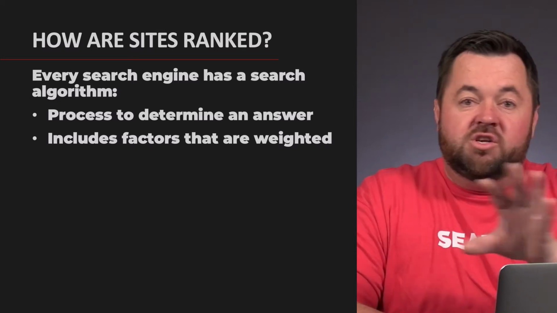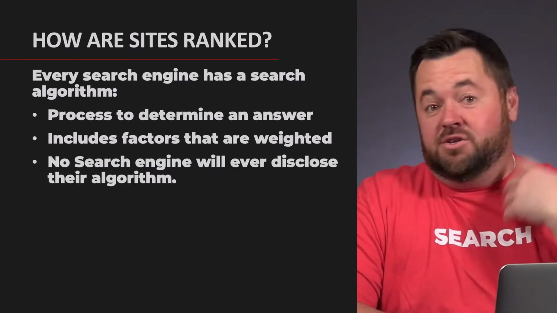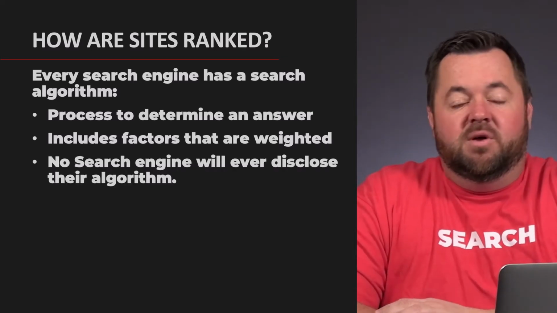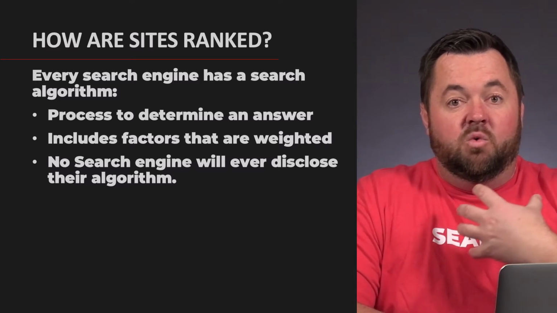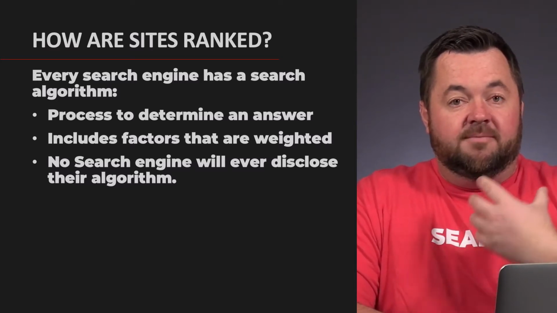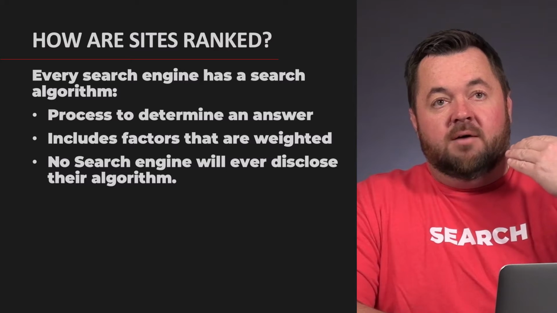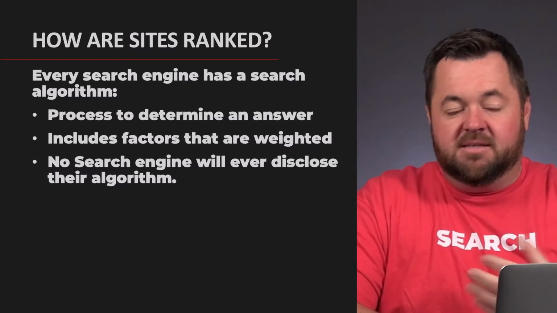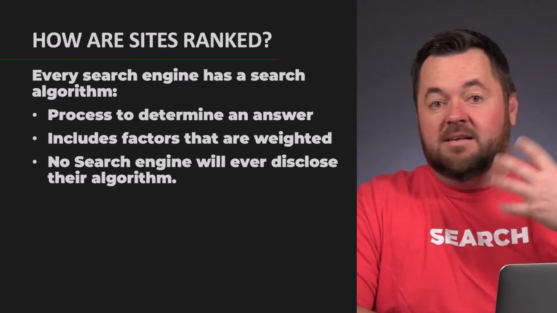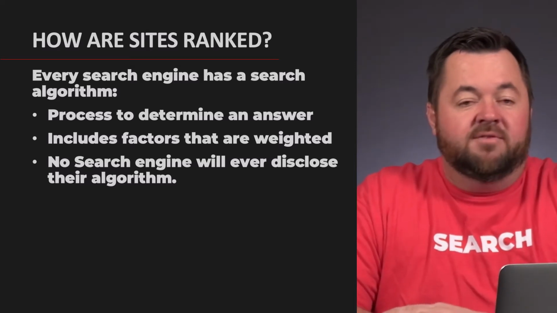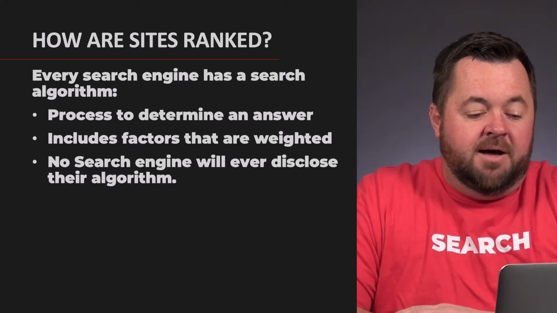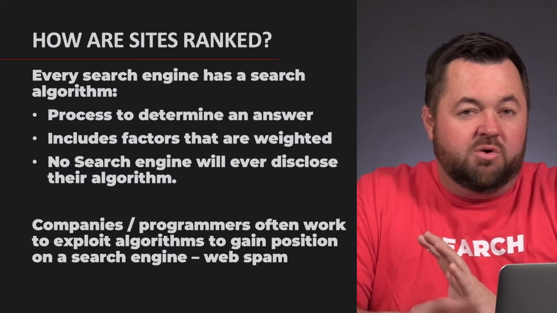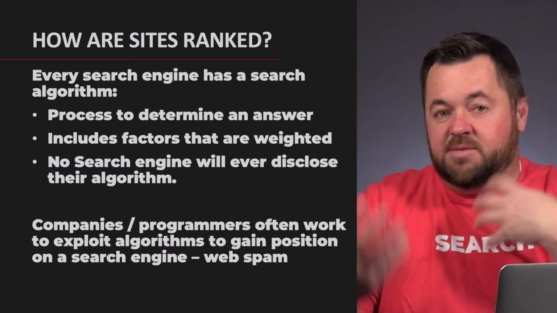So no search engine is ever going to disclose their algorithm. They're not just going to come out and tell us exactly what they're looking at, because then we will try to exploit that and try to get the rankings to be more optimized for us and not necessarily what's best for the public. And so search engines feel like they need to keep the algorithm private, so they never tell us. But there's still a lot of companies and programmers that do work to try to exploit the algorithm.